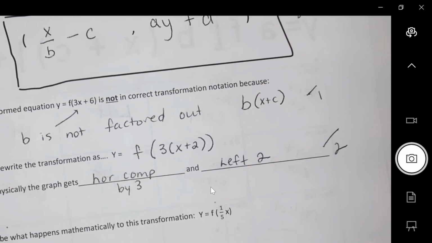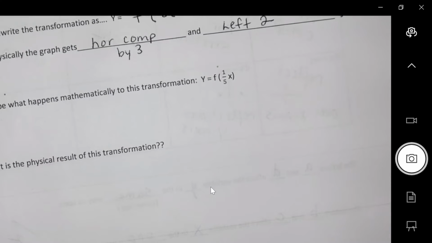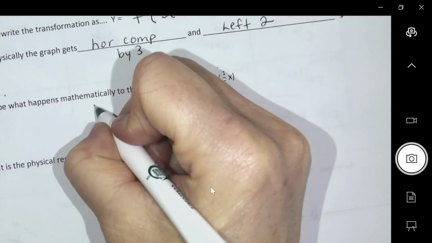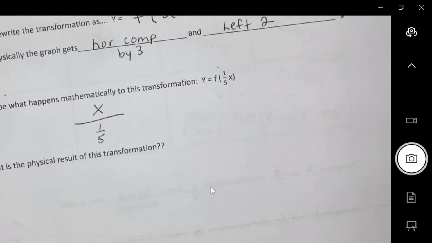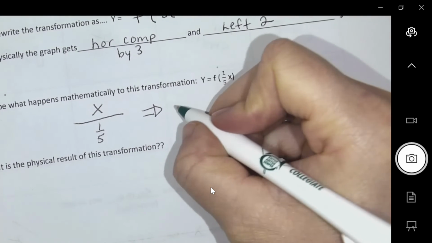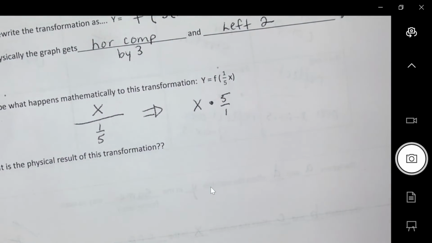Okay, describe what is happening mathematically in this transformation. So I was looking for something like this. X gets divided by 1/5. That's the mathematical process because it's x divided by b, which mathematically is the same as timesing by 5. Okay, does that make sense? In dividing a fraction, I flip and multiply. So 1 point if you showed some kind of understanding of what was going on.